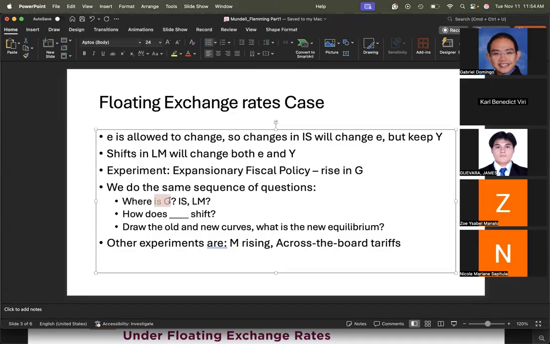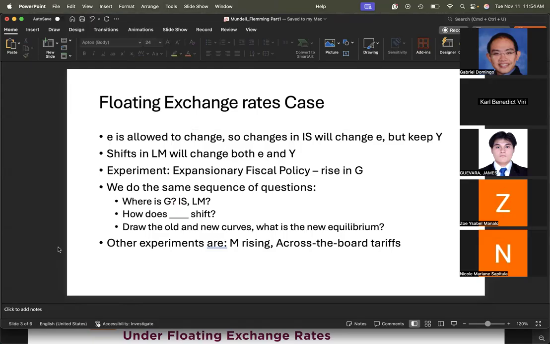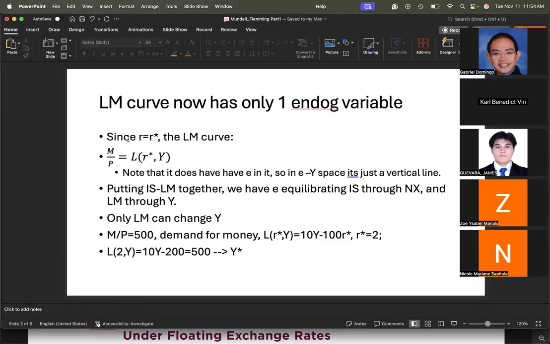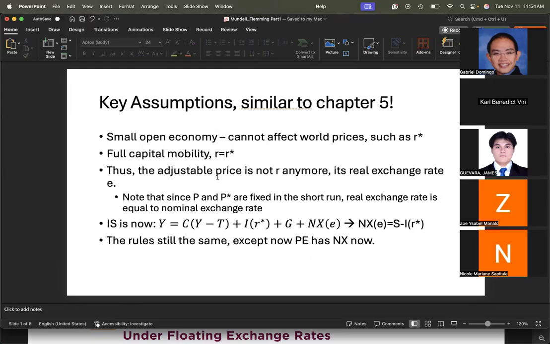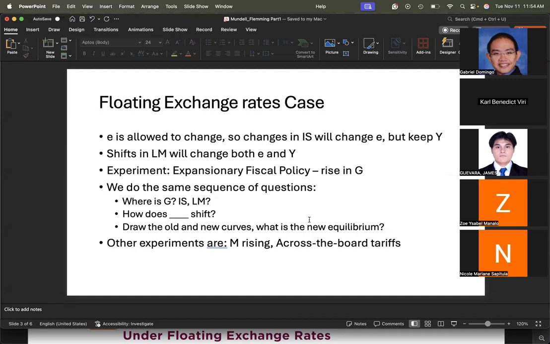Where is G? Diba? Tataas ang G. Where is G? Nasa IS ba siya or nasa LM? Again, nakabase ito, guys, dun sa equation. Ito yung equation ng LM. Ito yung equation ng IS. So, nasaan si G? I will wait. Anyone can just say it? Okay, may chat. IS, napakadali, right?